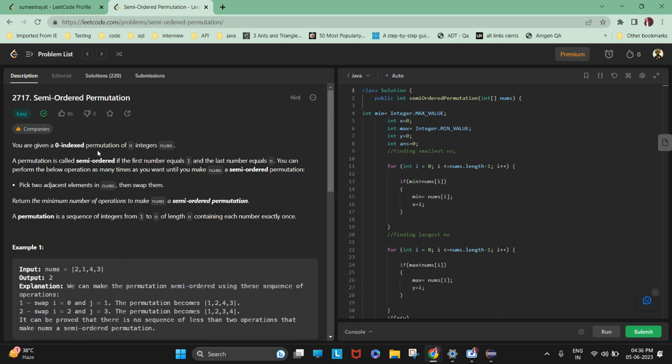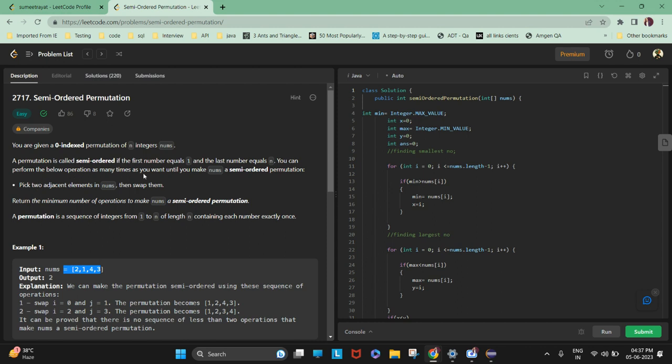You are given a zero-indexed permutation nums of n integers. A permutation is called semi-ordered if the first number is equal to 1 and the last number is equal to n. So this is the jumbled array of integers nums, which you have to order into a semi-ordered permutation. What does it mean? The first number is equal to 1 and the last number is equal to n, that is the largest number in the array.